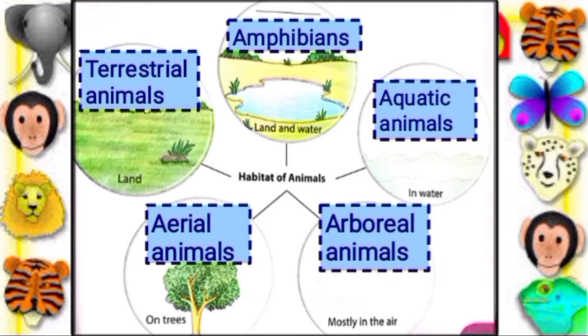So animals are found everywhere, on land, on trees, flying in the air and in water. Some animals are also found on both land and water. So based on where animals spend most of their time, they can be grouped into terrestrial animals, arboreal animals, aerial animals, aquatic animals and amphibian animals.